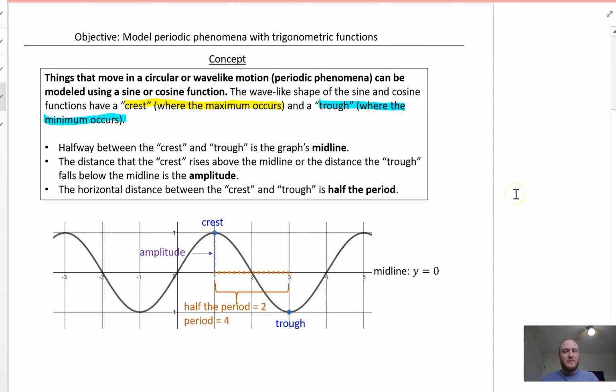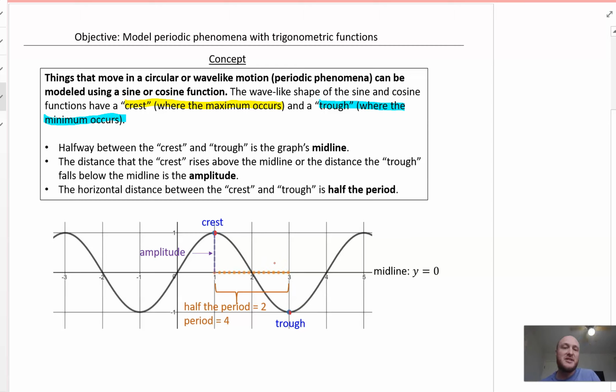Okay, and just some features that we're going to use in this lesson: using the crest and the trough, halfway between the crest and the trough is the graph's midline, and this makes sense, right? Halfway between the maximum, and you can kind of see this here. So here is the crest, and here is a trough. Well, halfway between the max and the min has to be the midline.